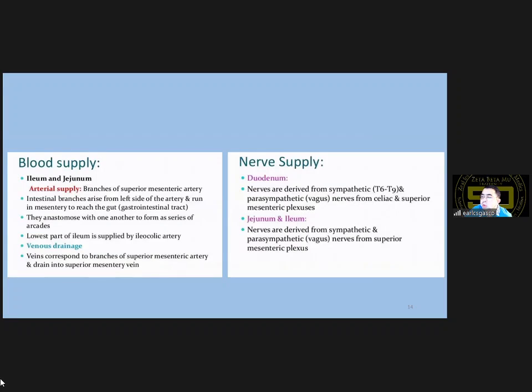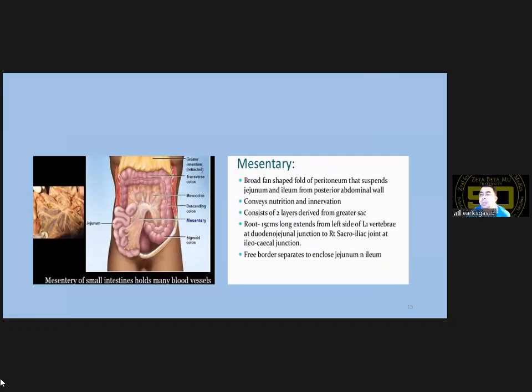For the duodenum, we have nerves derived from the sympathetic T6 to T9 and the parasympathetic vagus nerve from the celiac and superior mesenteric plexuses. And for the jejunum, we have nerves derived from the sympathetic and parasympathetic vagus nerves from the superior mesenteric plexuses. Okay.